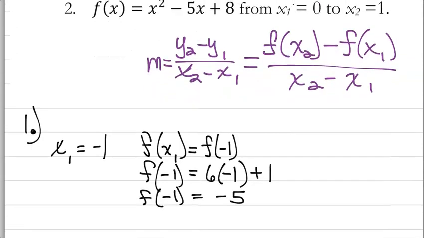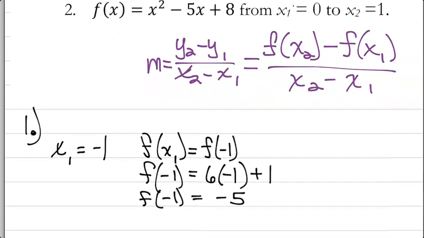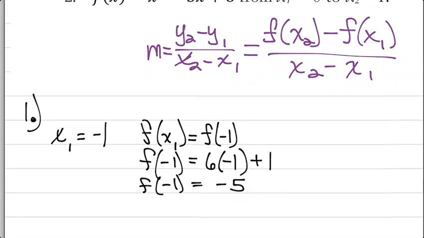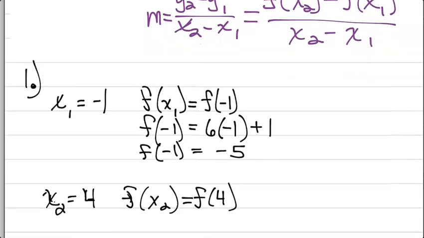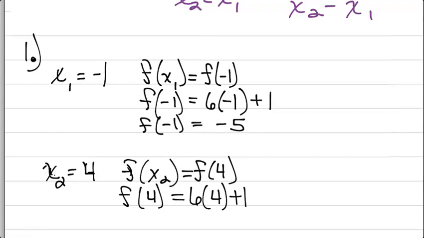Now I need to do the same thing with that second value that they gave us, a 4. x2 is 4. So I go to the function notation, and instead of using x2, I use 4. So I obtain my f of 4. Where there was an x, I replace it with 4. 6 times 4 is 24. 24 plus 1 is 25.